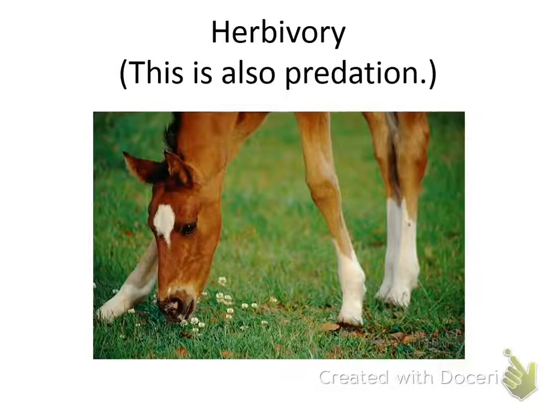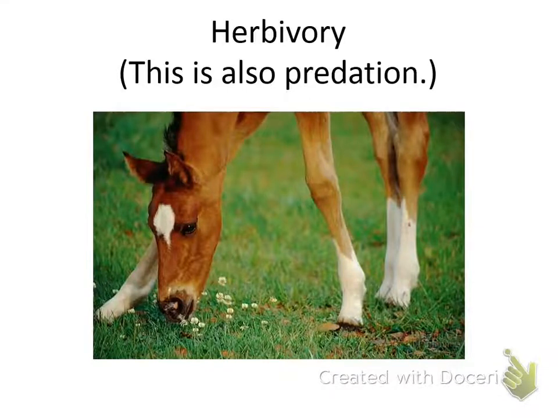Okay, with adaptations for being a predator, they have claws so they can kill their prey, teeth so they can eat. They may have some sort of poison. So this is just any kind of protection. They can run fast and hide, things like that.